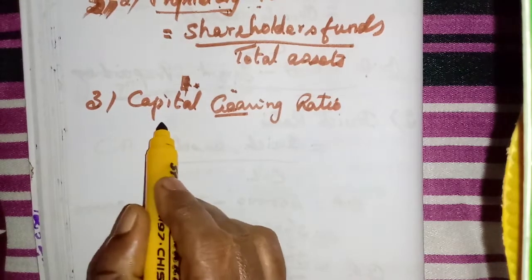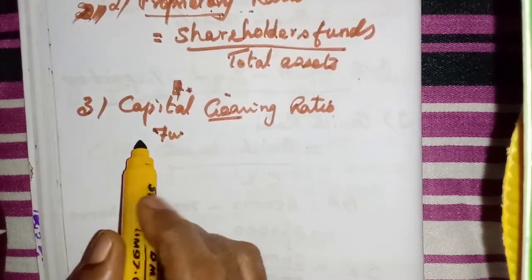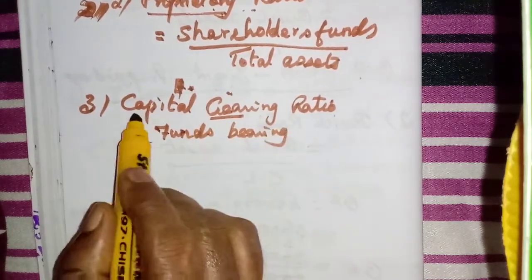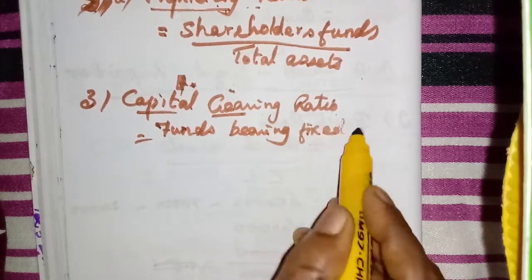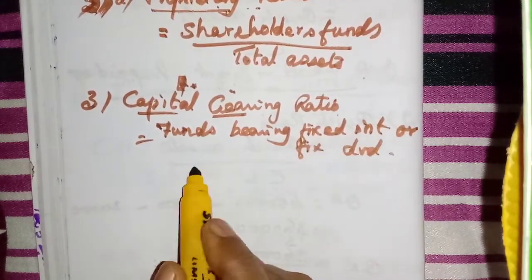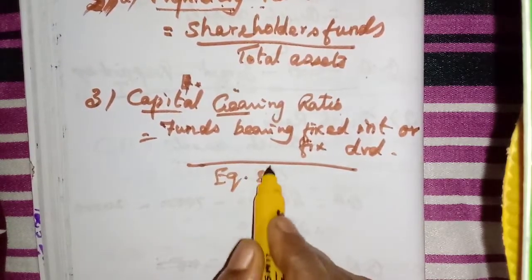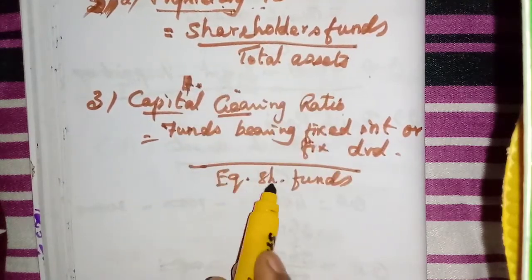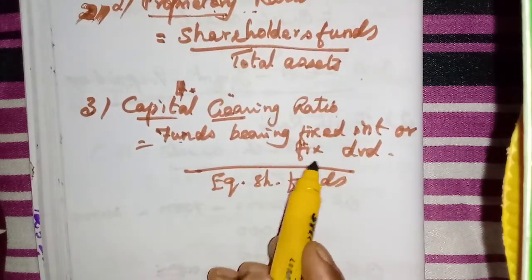Fixed interest. We are going to compare; first we will learn the formula. Capital gearing: funds bearing fixed interest or fixed dividend, divided by equity shareholders funds. There we have learned the shareholders funds. Here it is equity shareholders funds.